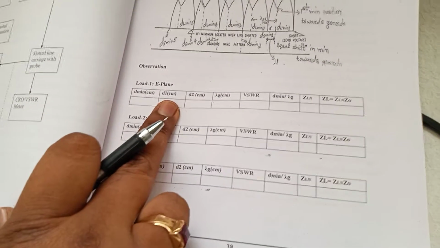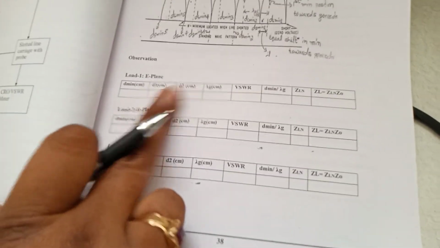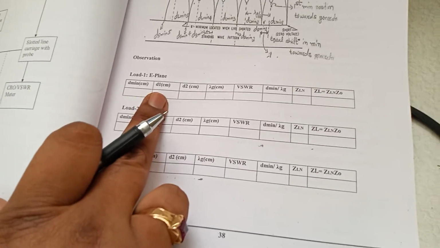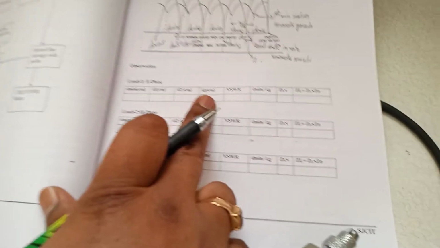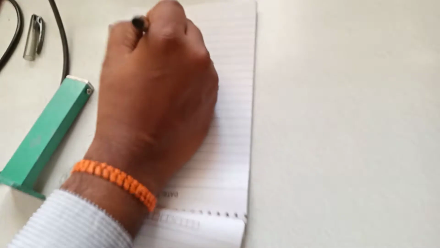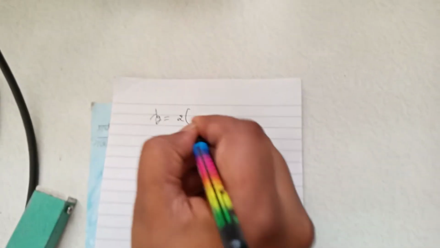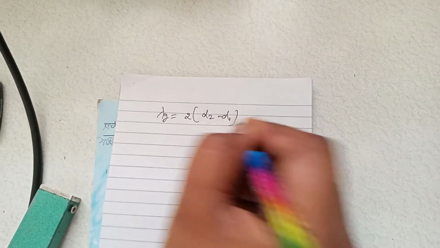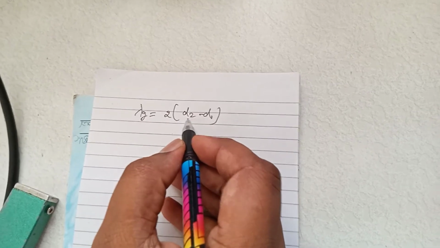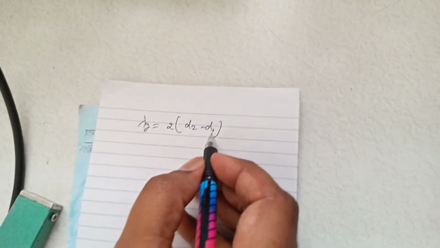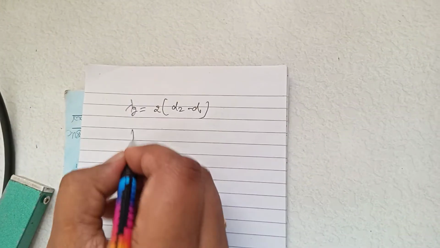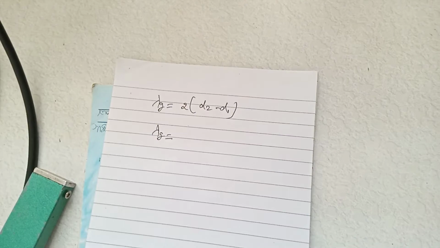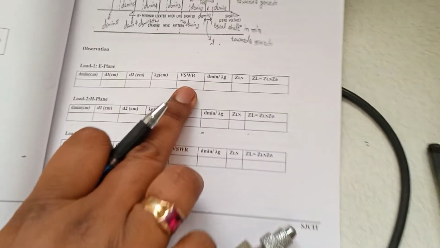Next I want to find D1 and D2. What do D1 and D2 stand for? D1 is the first minima distance. D2 is the second minima distance. And I want to find lambda G. Lambda G is given by the formula 2 times (D2 minus D1). D2 means second minima distance, D1 is the first minima distance. If you subtract and multiply by 2, you will get the value of lambda G in the tabular column.